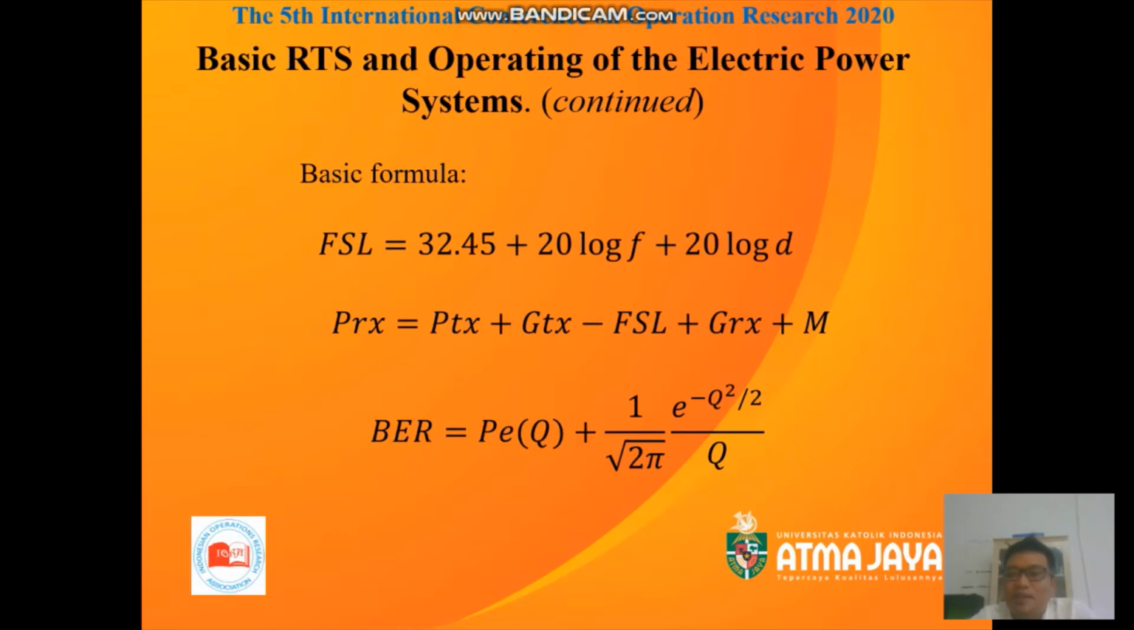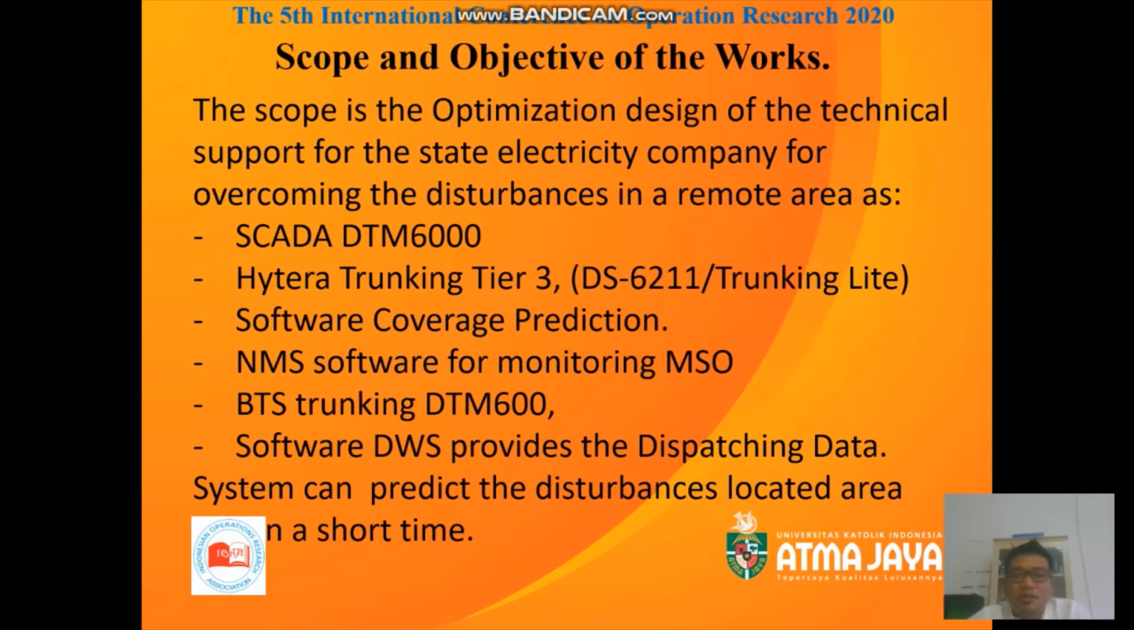The PTX is the transmitter output power, the GTX is the transmitter antenna gain, the GRX is the receiver antenna gain. Also, we can calculate the BER, bit error rate. The formula can be seen on this page. The scope and objective of the works.